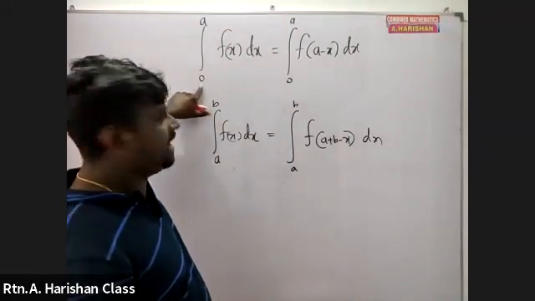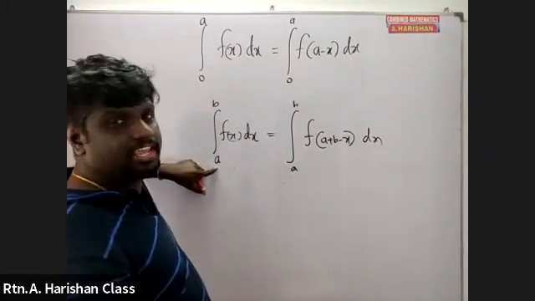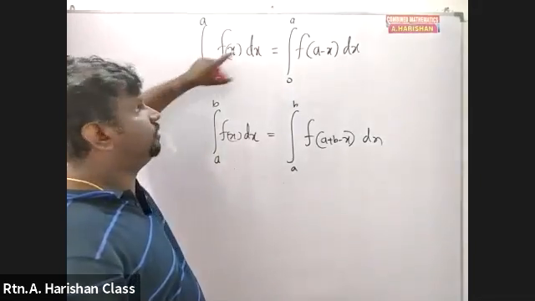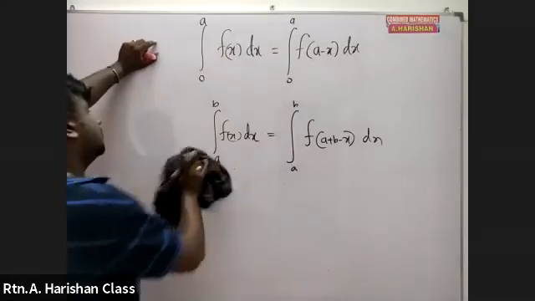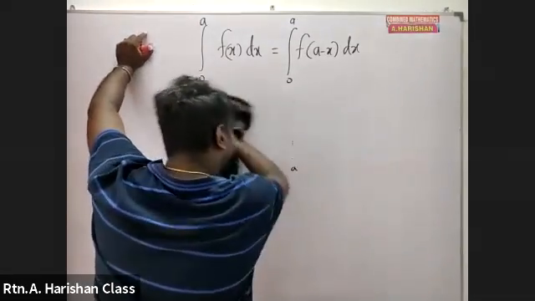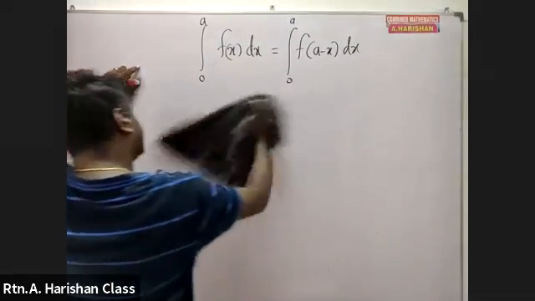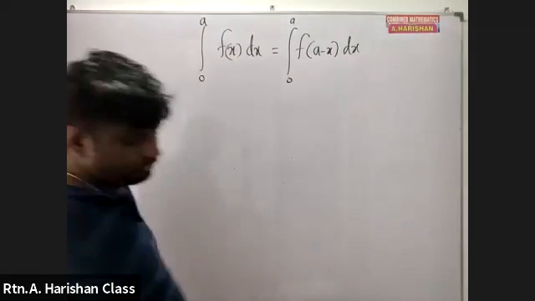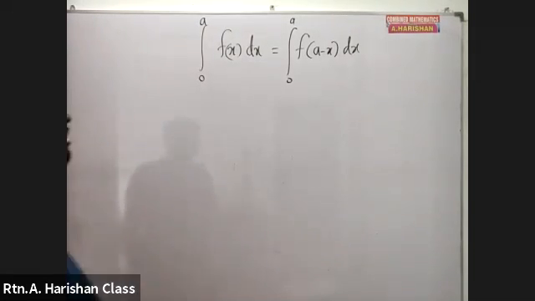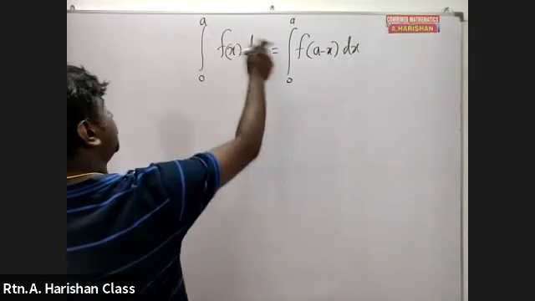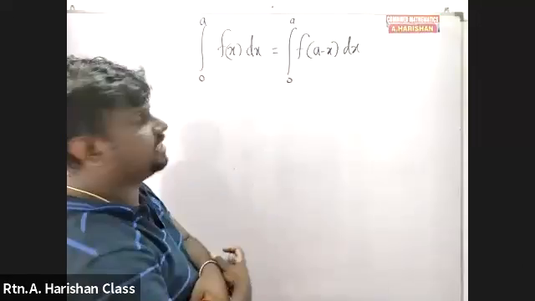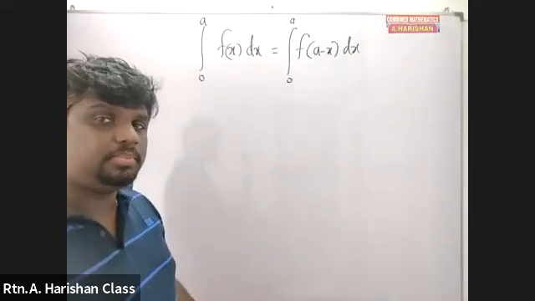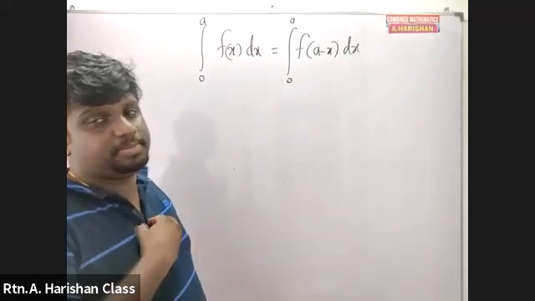Because here we are having 0. So if you put a equals 0 and b equals a, you will get this. We will come to this one later, and we will do this one now. So, integral from 0 to a of f of x dx equals integral from 0 to a of f of a minus x dx. You have to prove that. That is very, very important. The proof is expected in the exam.